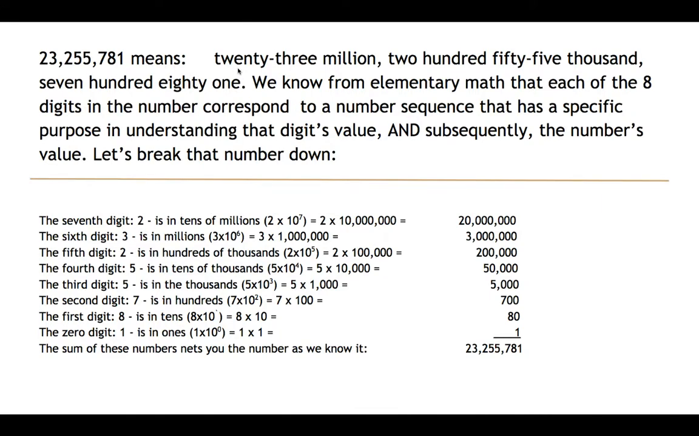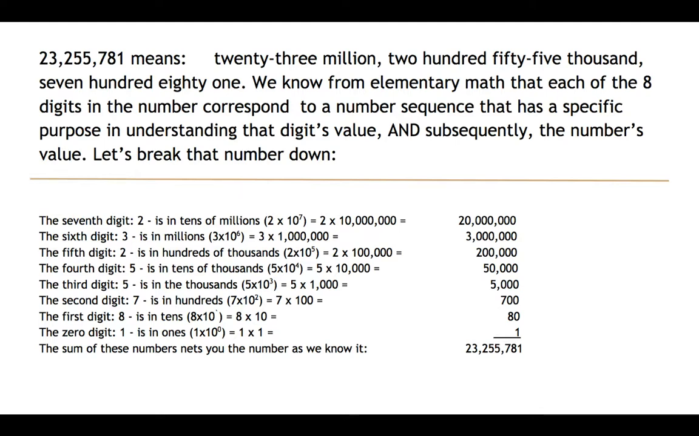23,255,781 means, and I wrote it out, 23,255,781. We know from elementary math that each of the 8 digits in the number corresponds to a number sequence that has a specific purpose in its understanding. That's the digit's value and subsequently the number's value. So let's break it down. This 8th digit, the 2, is in tens of millions, or 2 times 10 to the 7th, which is 20 million. The next digit is 3, and that's in millions. It's 3 times 10 to the 6th, or 3 times a million, which is 3 million.